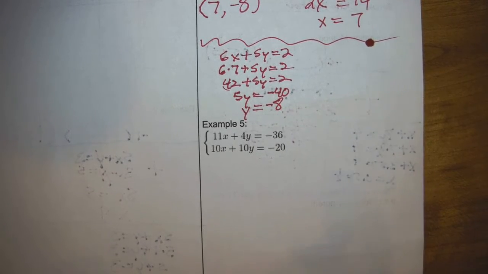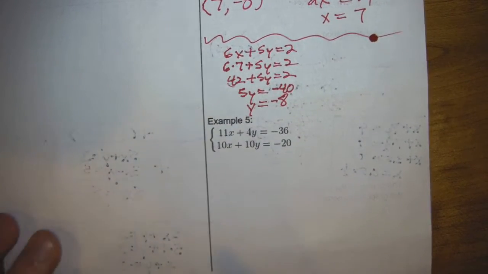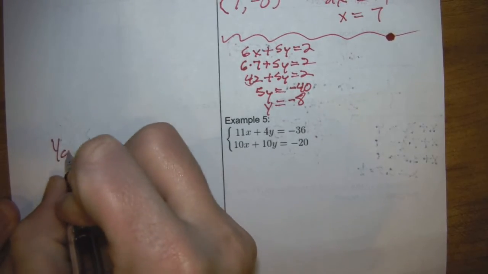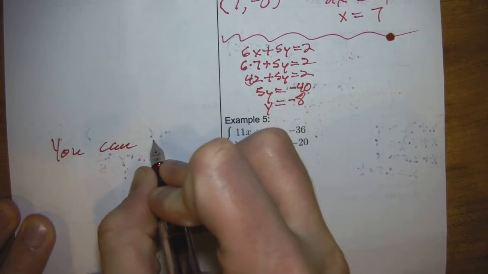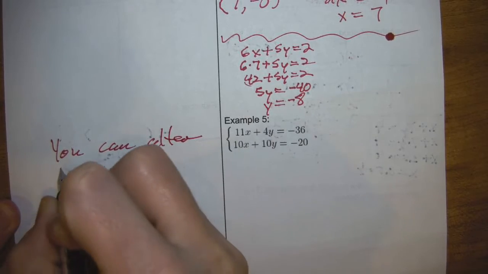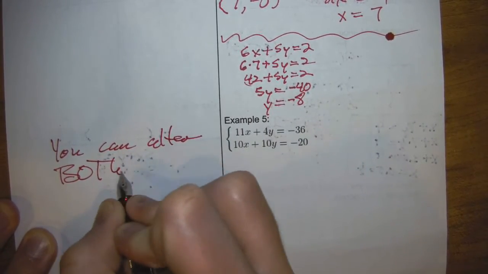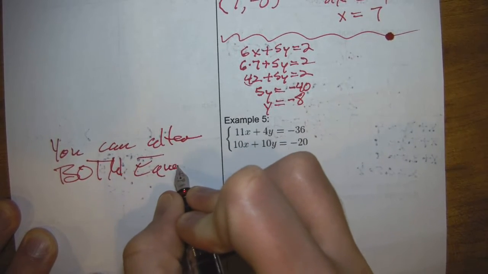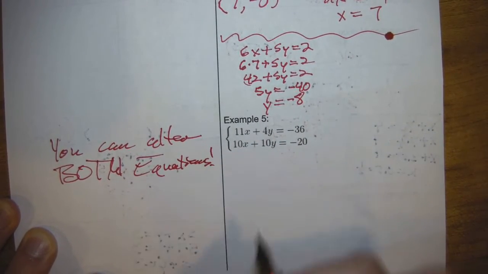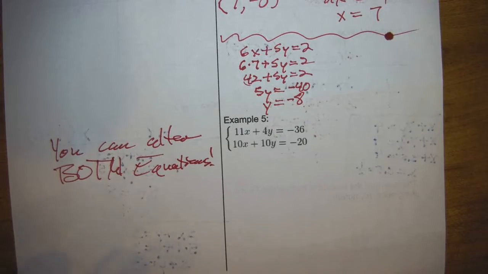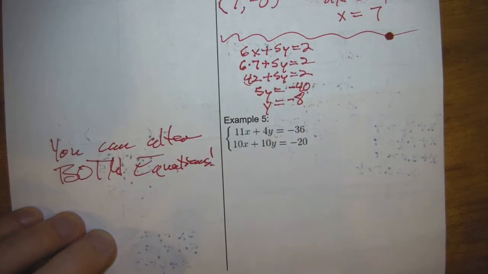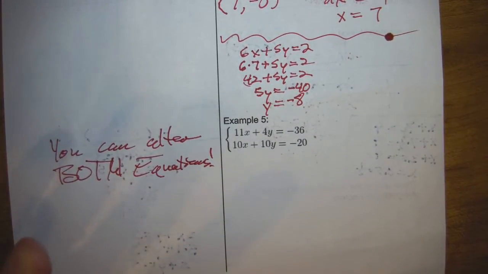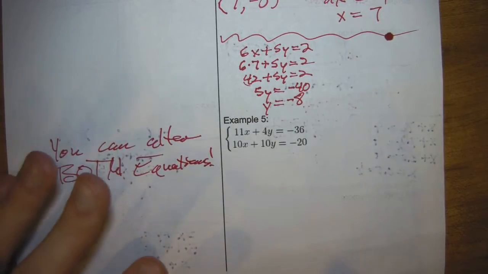So here's what I'm going to try to do. I'm going to alter both, all right? So let's write this out. You can alter both. There we are, both equations. That is allowed. Right? I noticed that the 4 and the 10 could easily, both of them, be made into 40. So here's how I'm going to do it.